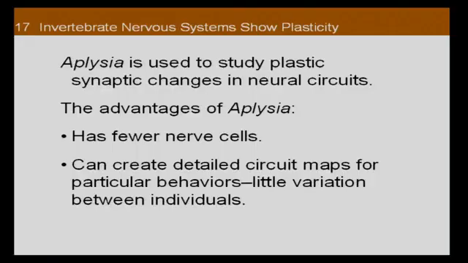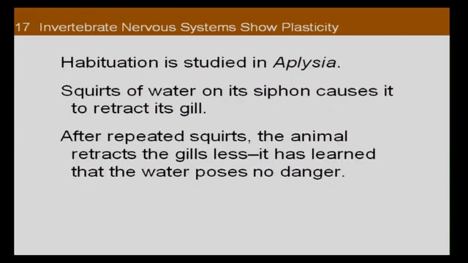Okay, so what are the advantages of this simple slug, the Aplysia? Well, it has many fewer nerve cells. In fact, we can identify all the nerve cells that there are. They are wired up in a much simpler way. Because we know all the neurons, we can create much more detailed circuit maps for particular behaviors, and there's really little variation between individuals. There are not outgoing Aplysia and shy Aplysia. They're just all Aplysia. Okay, what is studied in Aplysia?